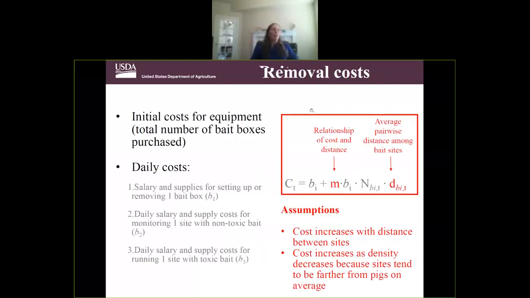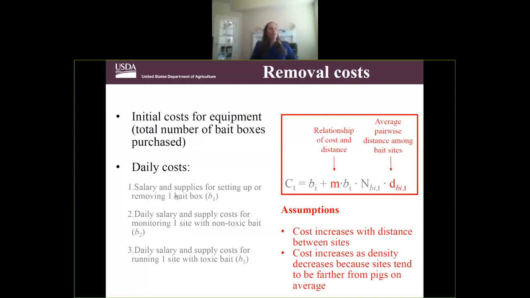And then we also had removal costs in the model. And these were from 2 categories. So there's an initial cost for equipment. So let's say you want to go out there on the landscape and really hammer it with a whole bunch of different bait sites. Then you're going to have a higher initial cost because you're going to pay for more boxes up front. And then there's also going to be the daily costs.